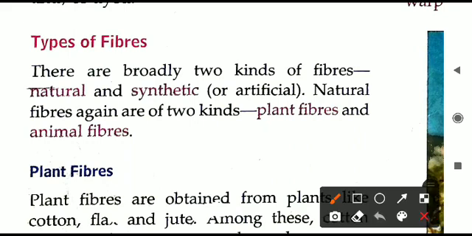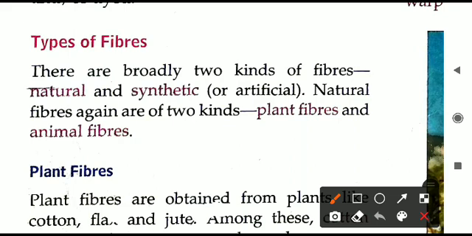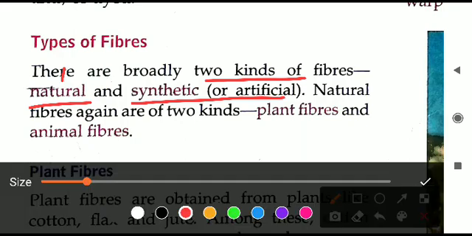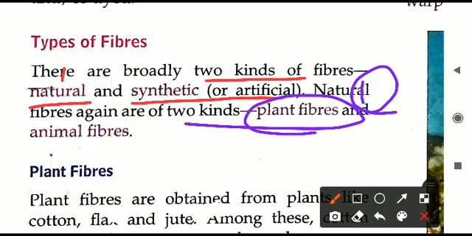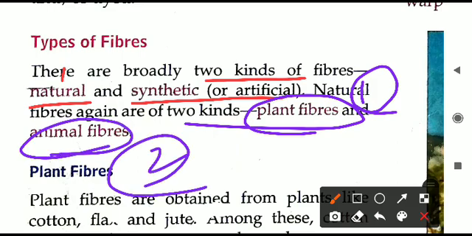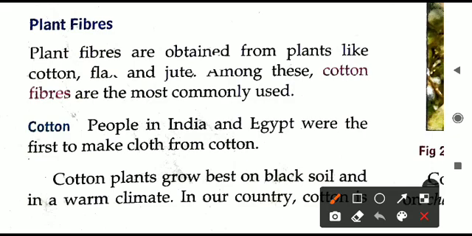So today we will talk about the plant fibers. For now you can please mark this in your book. There are two types of fiber. First, natural fiber. Second, synthetic fiber. Then we can also classify the natural fiber into two types. This natural fiber again is of two types. One is plant fibers and the second one is animal fiber. Let us now learn about the plant fibers.